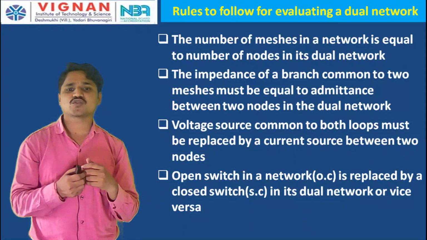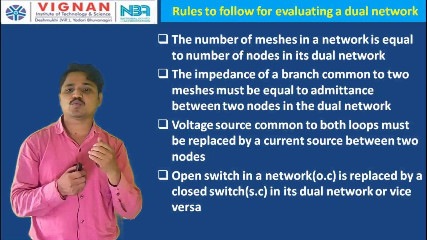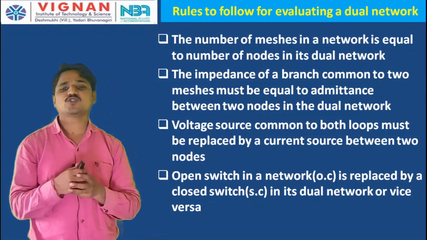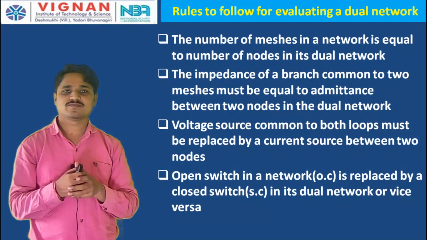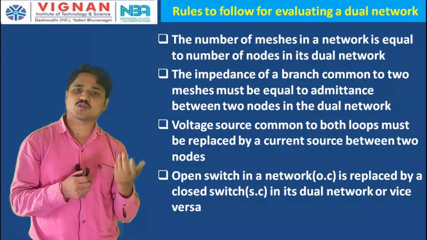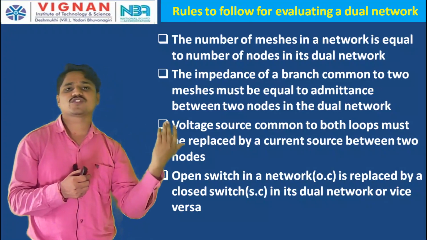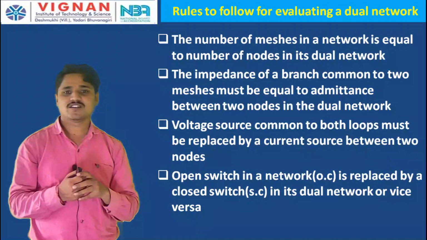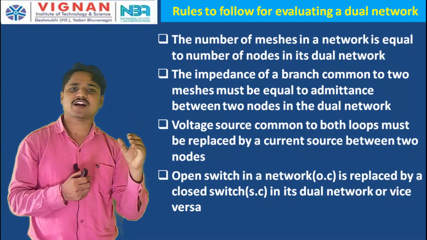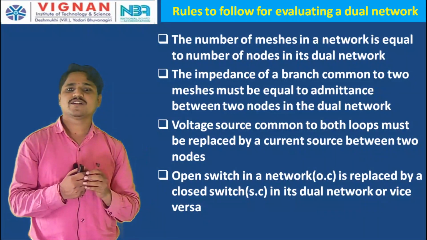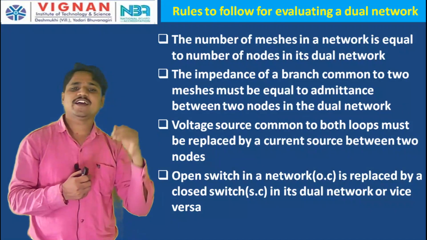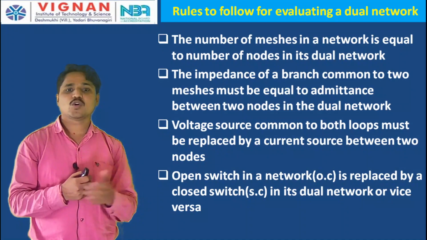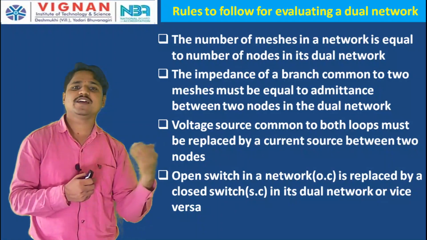A voltage source common to both loops must be replaced by a current source between the two nodes. A current source between the two nodes must be replaced by a voltage source in the two meshes, and vice versa. Admittance between the two nodes is replaced by impedance between the two meshes. Node equations must be replaced by mesh equations.